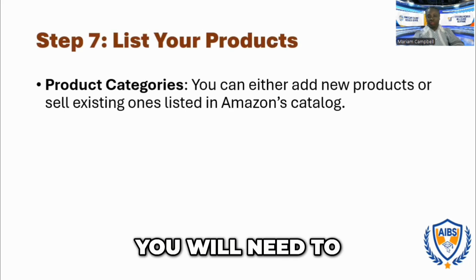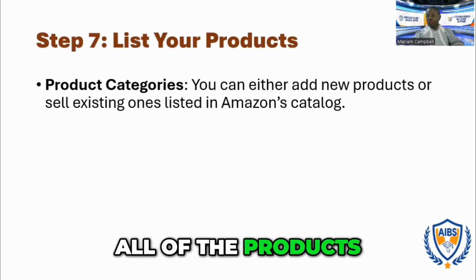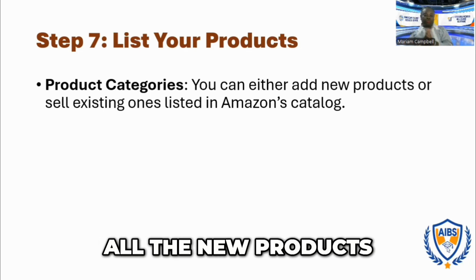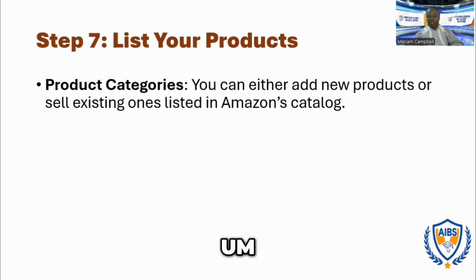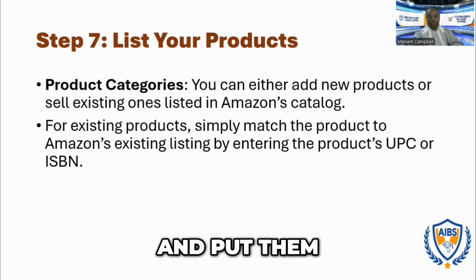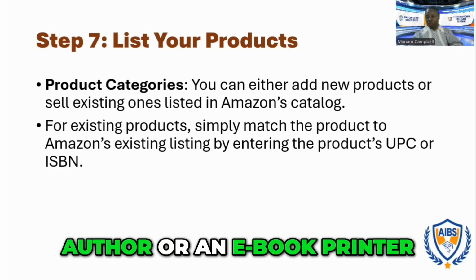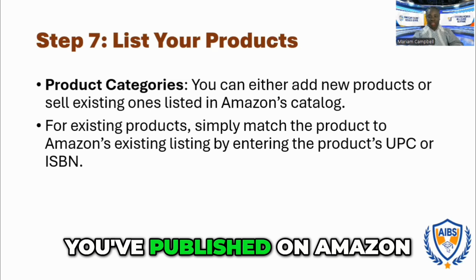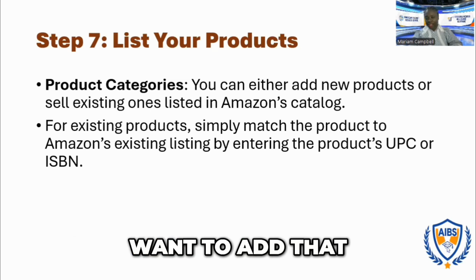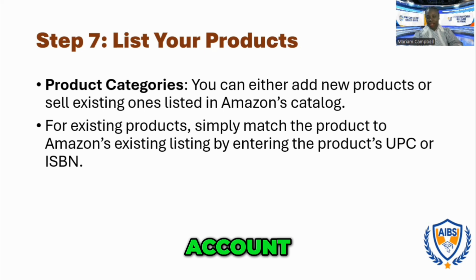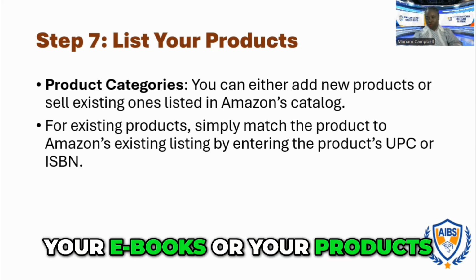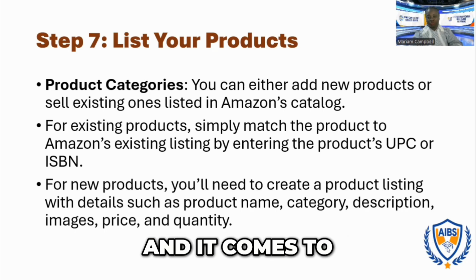Step 7, you will need to list your products. All of the products that you want to sell, all the new products, you list them and add them to a catalog. If you have different categories of products, you categorize them. If you have existing products, maybe you're an author or a bookpreneur, you've written books that you've published on Amazon KDP and you now want to add that to your Amazon seller account, you can just add the ISBN of your ebooks or your products and it comes to your store.